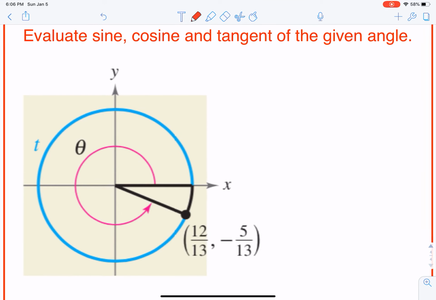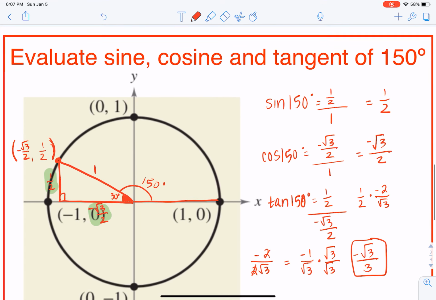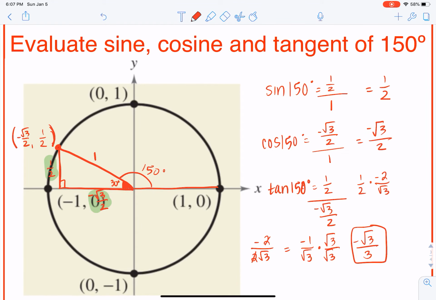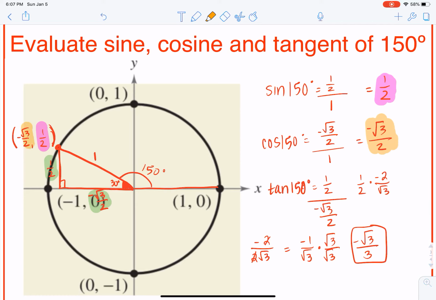Down here, evaluate sine, cosine, and tangent of the given angle. So looking at what's happening here, since the radius of the unit circle is 1, I have a hypotenuse of 1. I can see that my sine is 1/2, which corresponds with my y value. My cosine is negative square root of 3 over 2, and that corresponds with my x value.